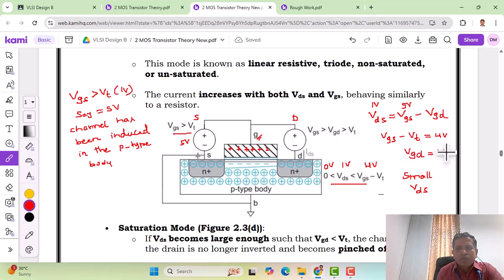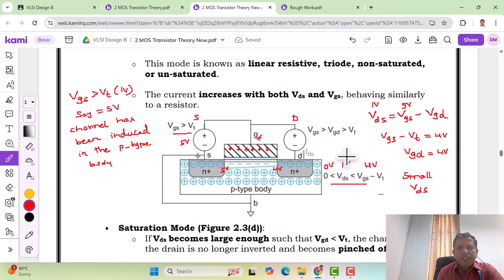VGD will be 4 volts. So you can see here there is a difference in the voltage. This side, as I mentioned, VGD is responsible for the channel depth, whereas here VGS is responsible for the channel depth. So 5 volts exist here. The voltage drop in the channel is not uniform now. 5 volts is the drop at the source side, whereas 4 volts is going to be the drop at the drain side. VGD will decide the voltage drop at the drain side. This is when we apply VDS as 1 volt.